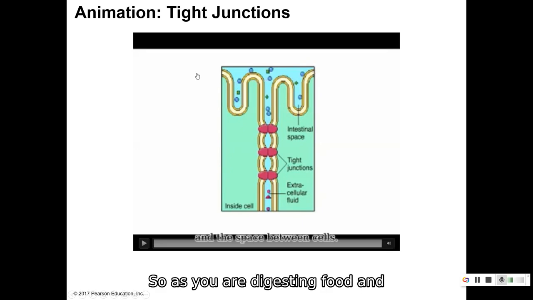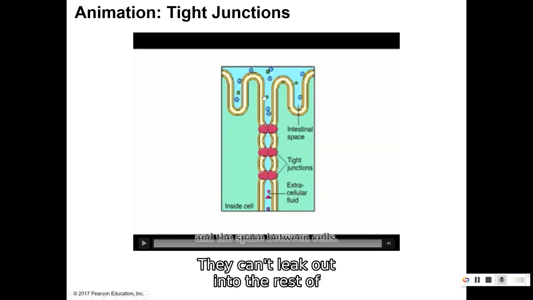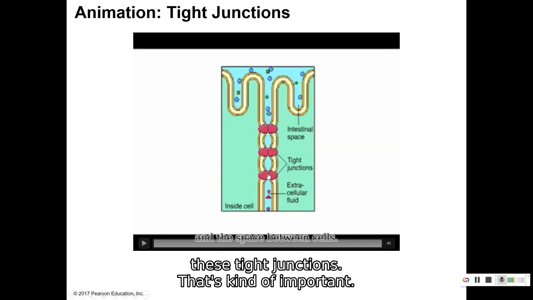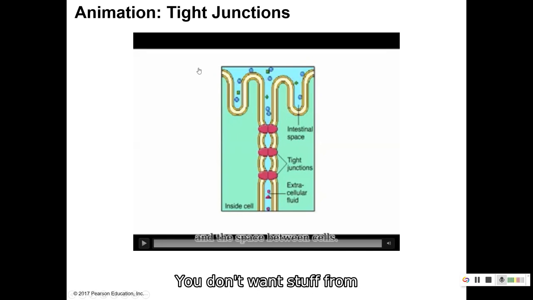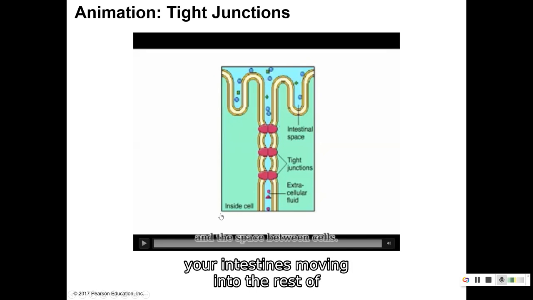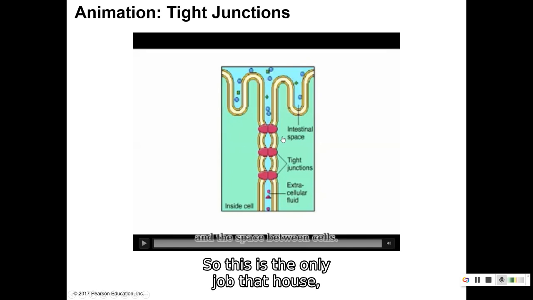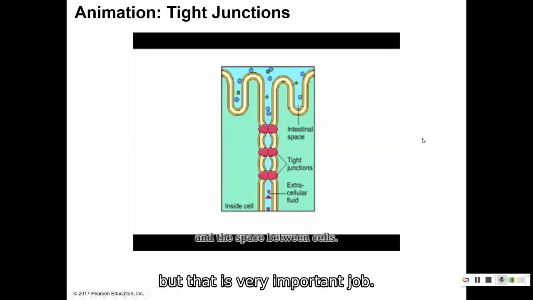So as you are digesting food and your stuff is moving through your intestines, through your bowels, it can't leak out into the rest of your body because of these tight junctions. That's kind of important. You don't want stuff from your intestines moving into the rest of your body. It wouldn't be healthy. So that is the only job it has, but that is a very important job.